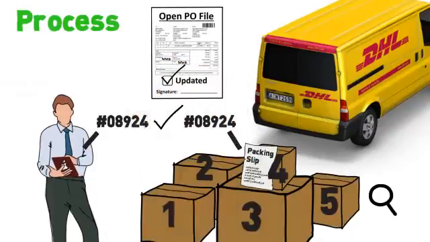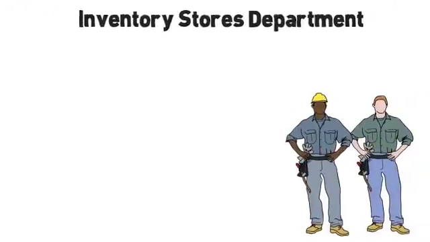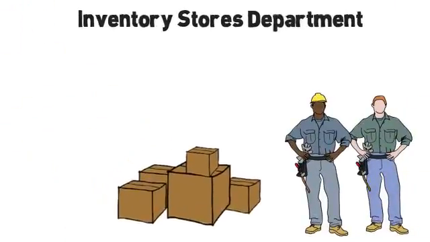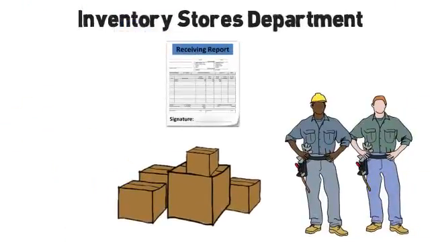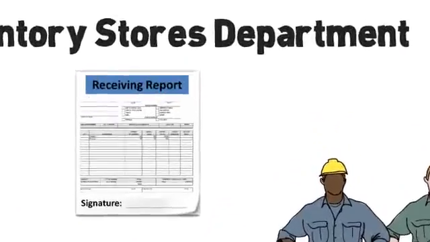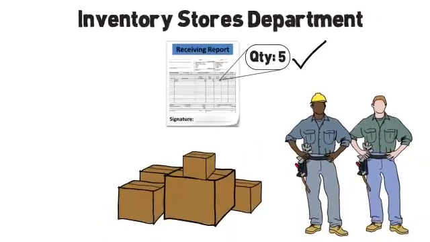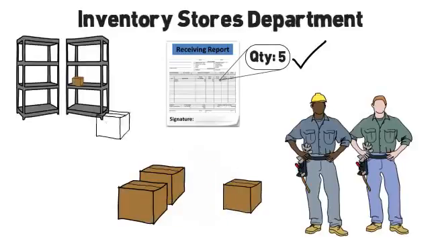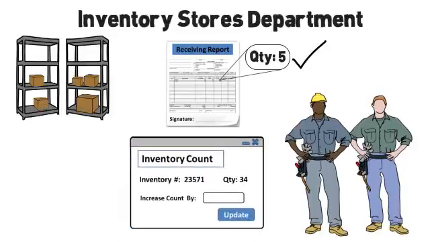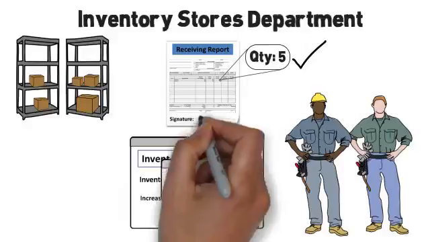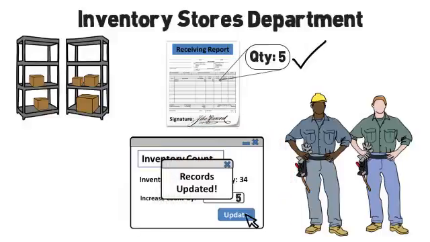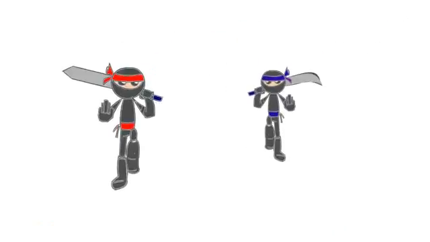The goods and receiving report are then transferred from the receiving dock to the inventory stores department, where inventory personnel inspect the goods, count them, and reconcile that count with the receiving report. The goods are then stored, the inventory records are updated, and the receiving report is signed by inventory control. That's it for the process.